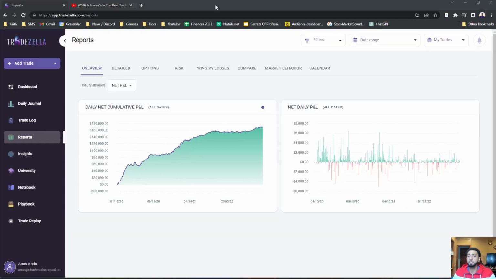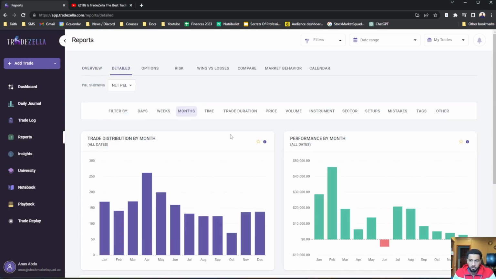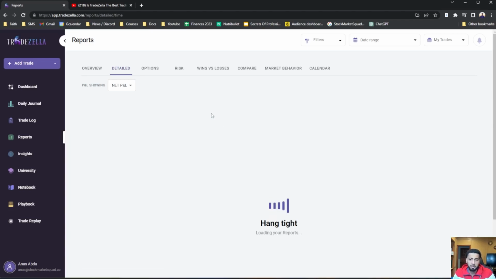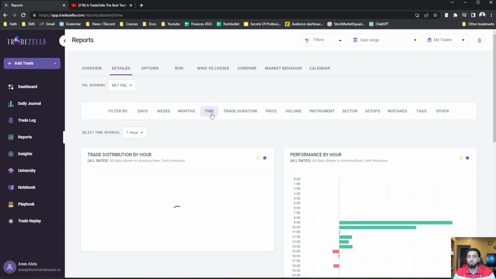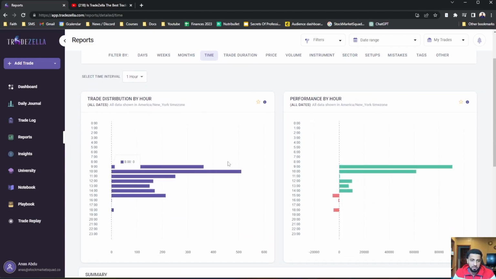Also, there's a lot of deep analytics, a lot of different ways that you can research your own trades and see where you're messing up. See how much you're making per month. You can see how much you're making or losing, for example, during different times of the day. I can see here most of the money that I've made has been in the first hour of the market open. You could see how many trades you're taking based on distribution. Are you taking most of your trades at 9 o'clock, 10 o'clock?